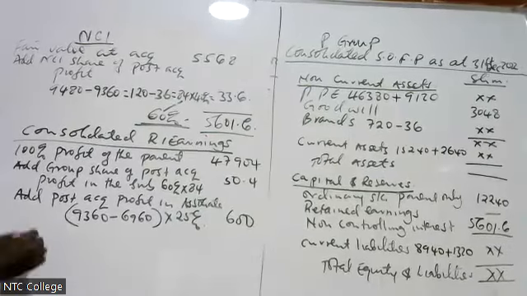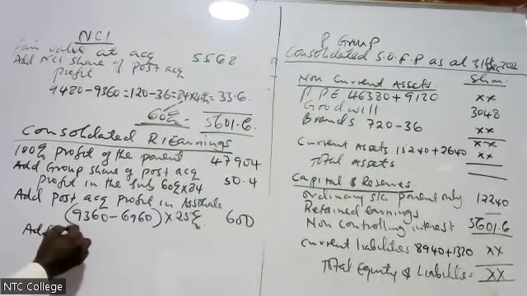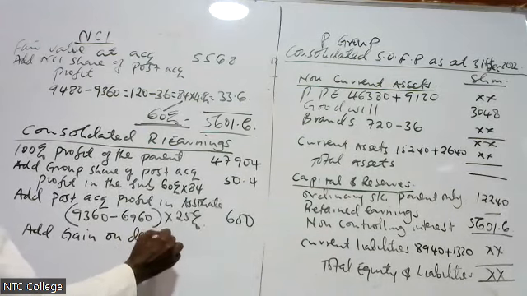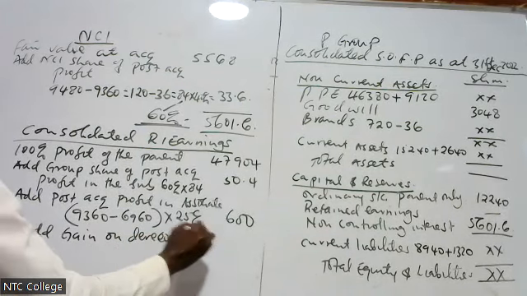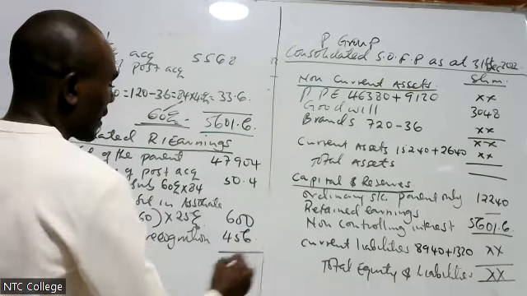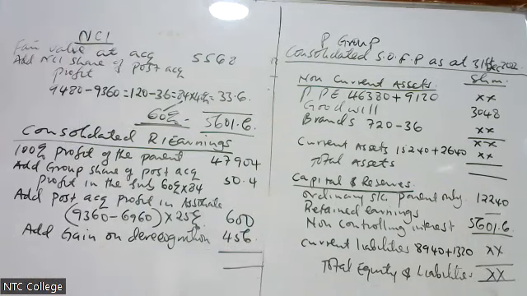Then also we come and add gain on the recognition, 456. Gain on the recognition of this associate. When we recognize associate, there was some gain that we got. That one we did it very well. I believe you understood the gain on the recognition. Therefore, nothing else. You give me total retained earnings.